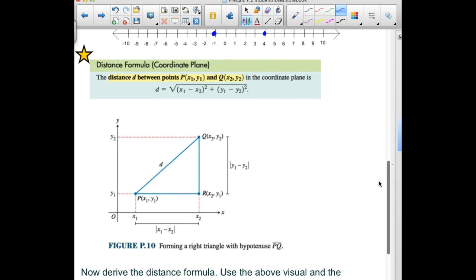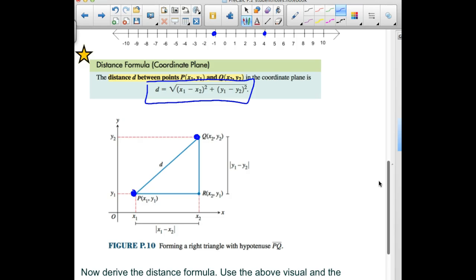All right, now, if we are looking at distance on a coordinate plane, so more of a slanted version of this, the distance between any 2 points, in this case, we're labeling them P and Q, that have coordinates x1, y1 and x2, y2. This should look familiar. The distance is the square root of the quantity x1 minus x2 squared plus y1 minus y2 squared.